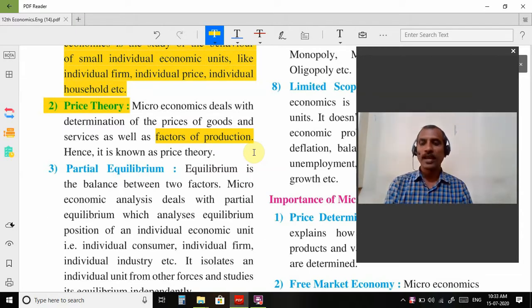The remuneration of land is rent. The remuneration of labor is wages. The remuneration of capital is interest. The remuneration of entrepreneur or organizer is profit. So we have to explain this point in detail, because this question may be asked for 2 marks. So you have to explain it in detail.